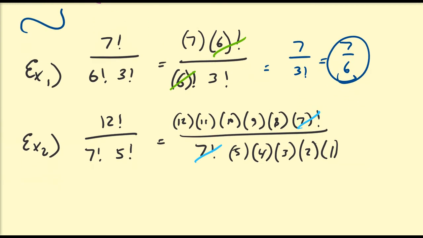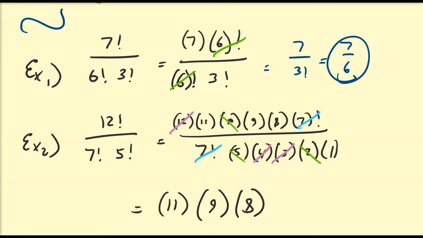Right? So what else can cancel here? We have 4 times 3, which is going to cancel with 12, and also 5 times 2 can cancel with 10. So this is going to be equal to 11 times 9 times 8. That's 99 times 8, so that's going to be 792.